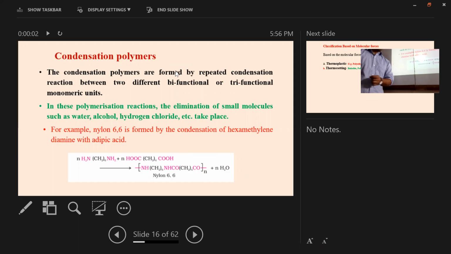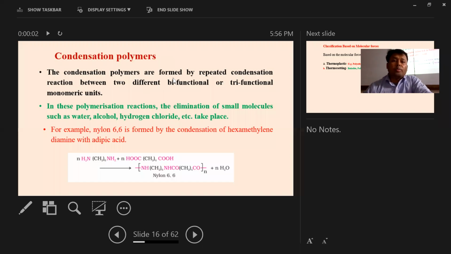Already what I have told you is that condensation polymers are formed by repeated condensation reactions between two different bifunctional or trifunctional monomeric units. So in this polymerization reaction, there is elimination of small molecules. I have shown the elimination of a water molecule, but you can have the elimination of different types of molecules like HCl or any other thing. I have just shown the removal of water, but we can have different types of removal or elimination.